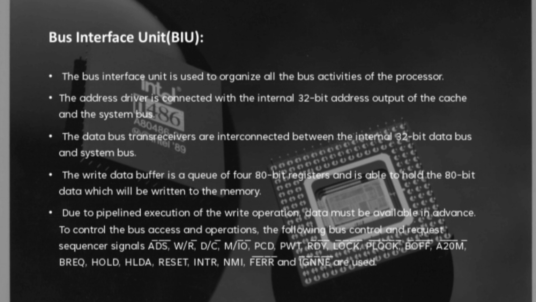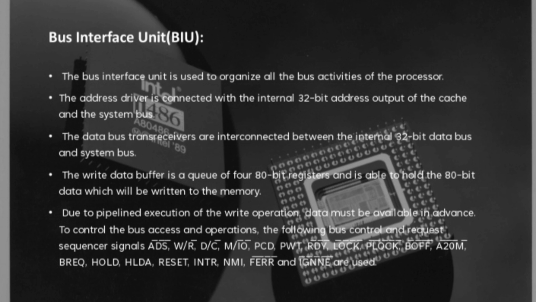The write data buffer is a queue of four 80-bit registers and is able to hold the 80-bit data which will be written to the memory. Due to pipelined execution of the write operation, data must be available in advance.